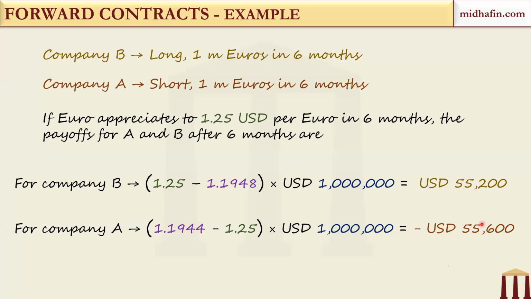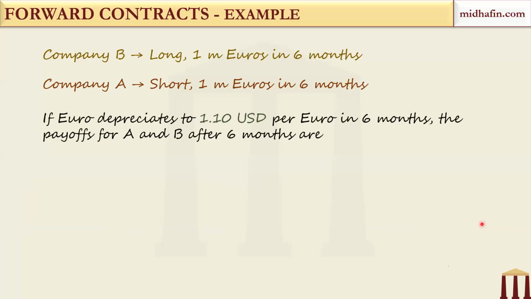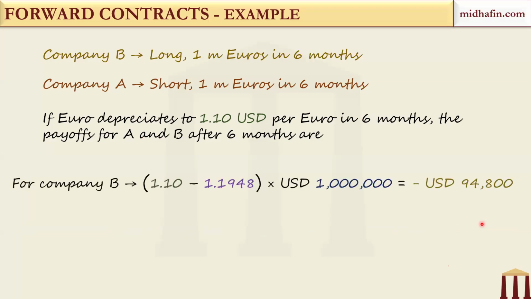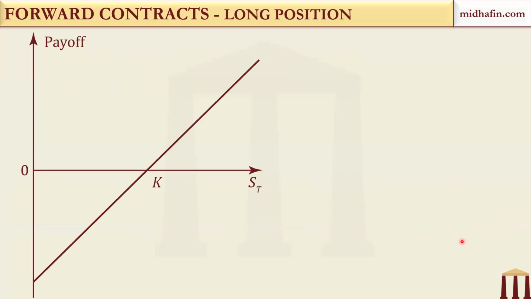Now let us take another example where instead of appreciating, the euro depreciates. So in this case, tell me which party will be at a loss, at a negative payoff. Which party? Correct. Very good. It will be B. So this will be the negative payoff for company B, and for company A, the payoff will be positive. So for company A, this is the profit, 94,400.